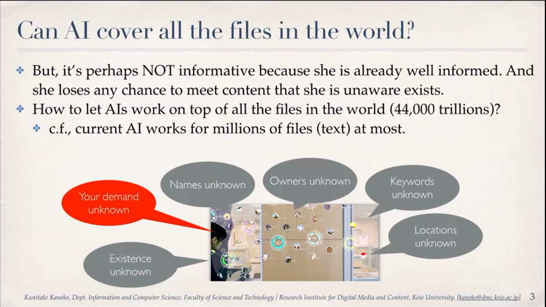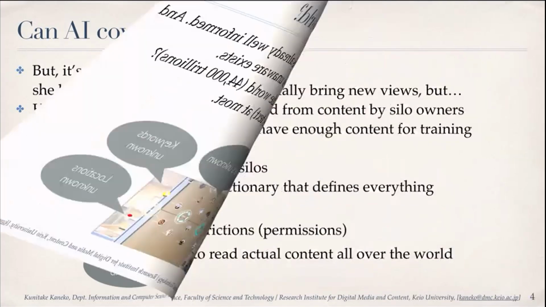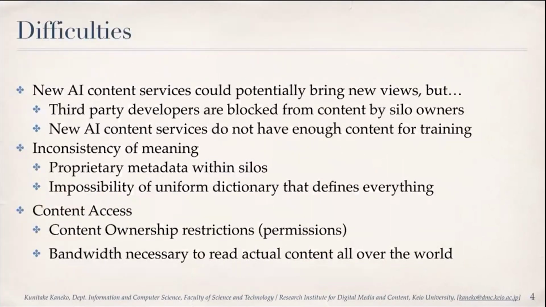So the two points I'm now talking about. One thing is how to get the potential content that you don't know right now. And then how to realize it with AI from the computational viewpoint. So here is a brief summary of the difficulties. It contains the difficulties I just explained, and also several more.